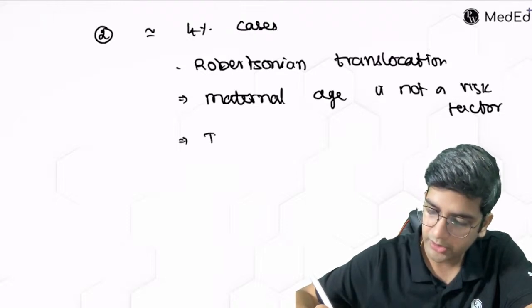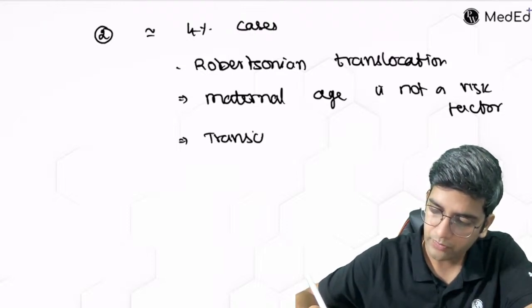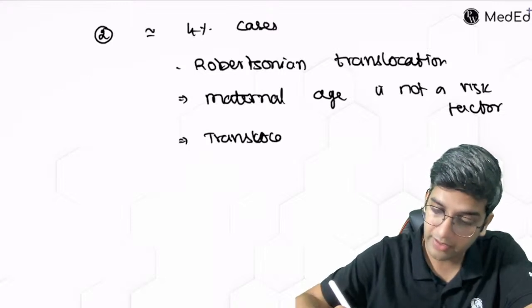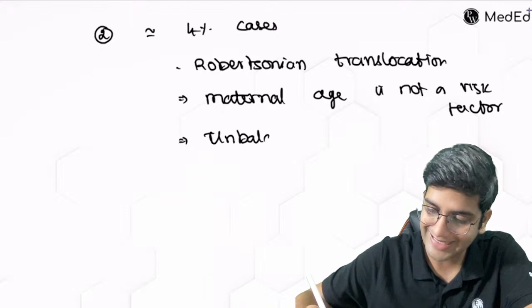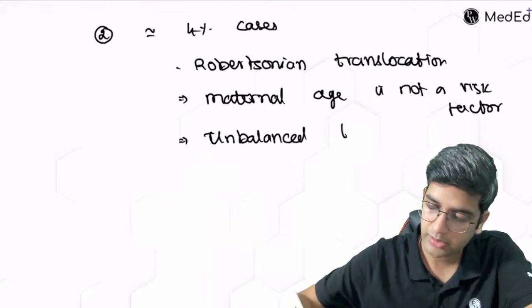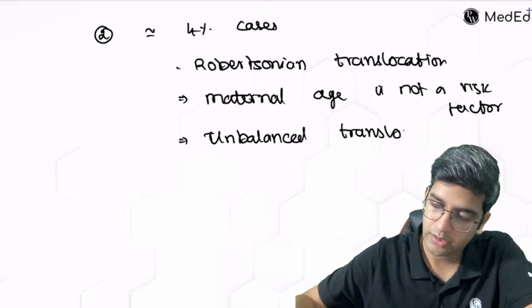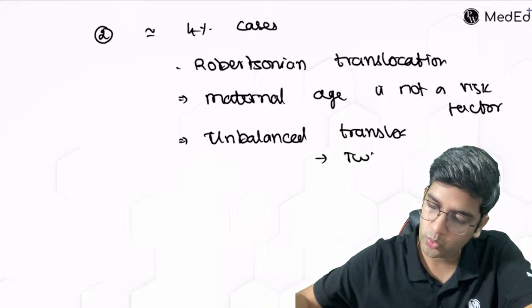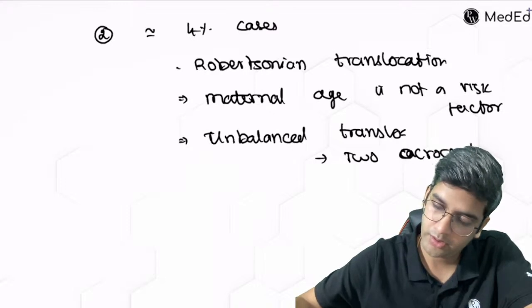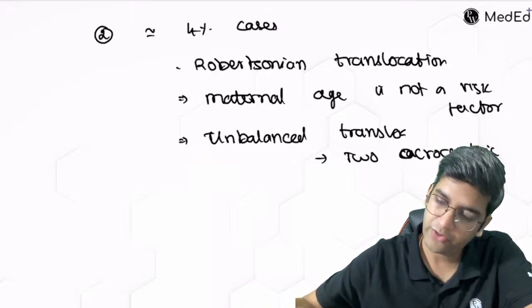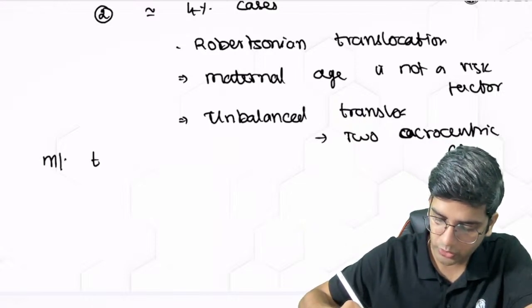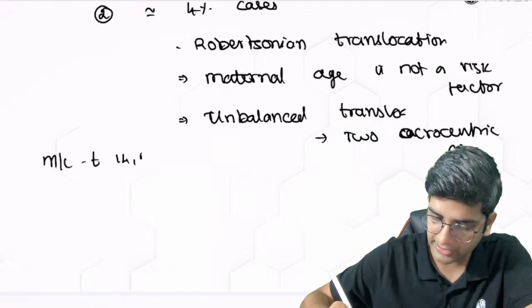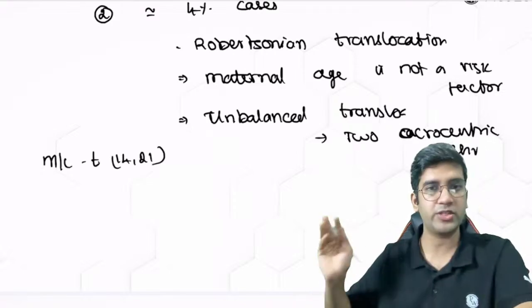It is translocation. If you can put an extra word, that will be great. It's an unbalanced translocation. That's the reason we have Downs. It's between two acrocentric chromosomes. It's an unbalanced translocation. And the most common translocation is between chromosome 14 and chromosome 21. Okay, that's the commonest translocation.